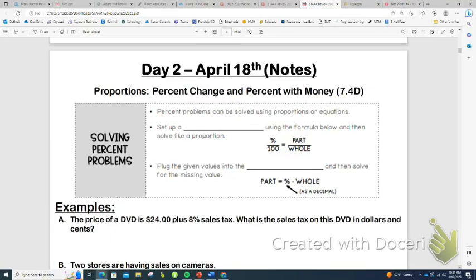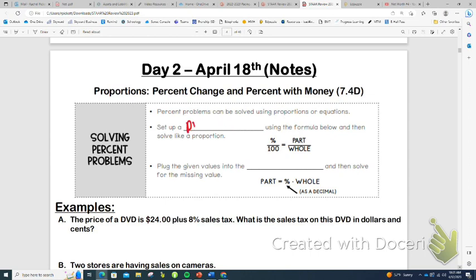Alright guys, it's day 2 of STAAR review, and today we are continuing to talk about proportions, but specifically proportions involving percents and percent change. So let's start by solving basic percent problems. Percent problems can be solved using proportions or equations.